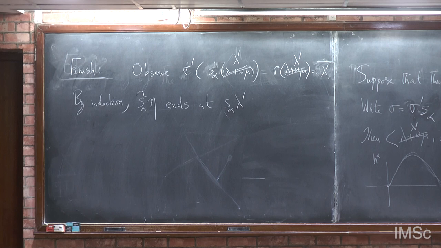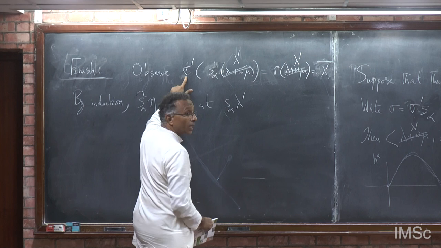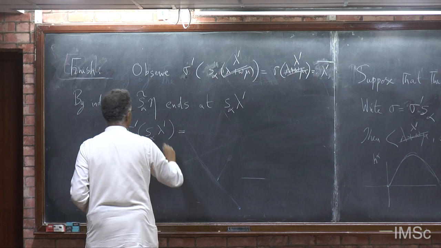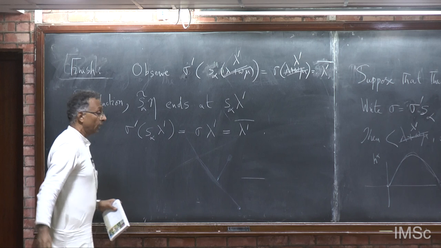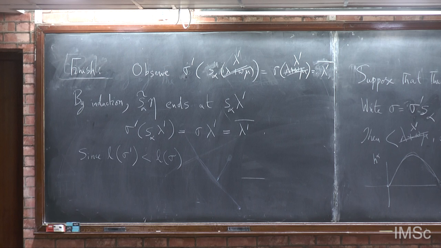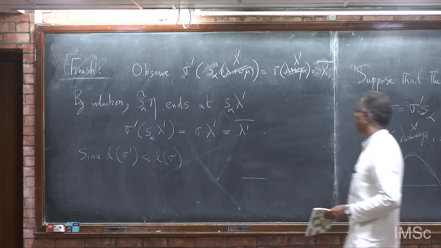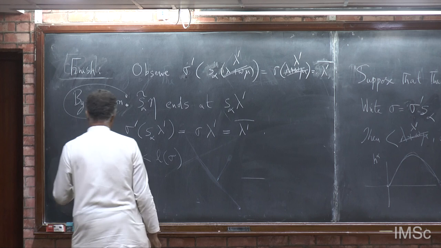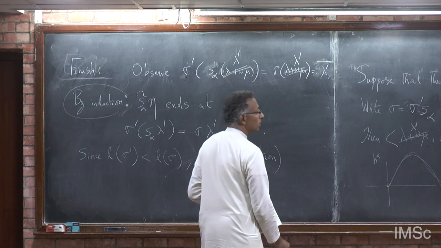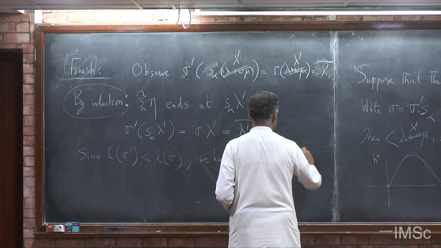By induction, this sigma prime has smaller length. So observe sigma prime lambda, S alpha lambda prime is sigma of lambda prime is equal to lambda prime, check, right? Since the length of sigma prime is less than the length of sigma, I conclude by the induction that, so this again by induction, we have sigma prime S alpha tilde, right, belongs to the dominant Weyl chamber.